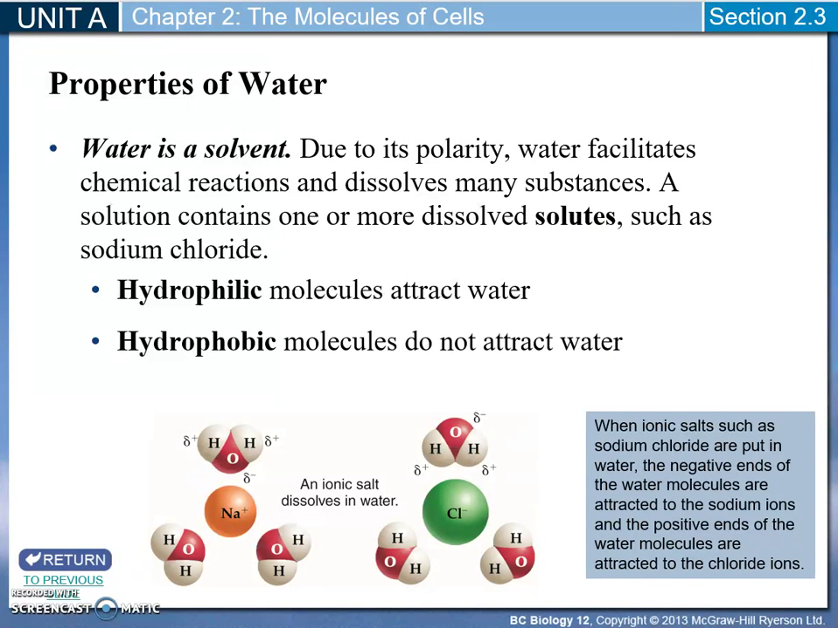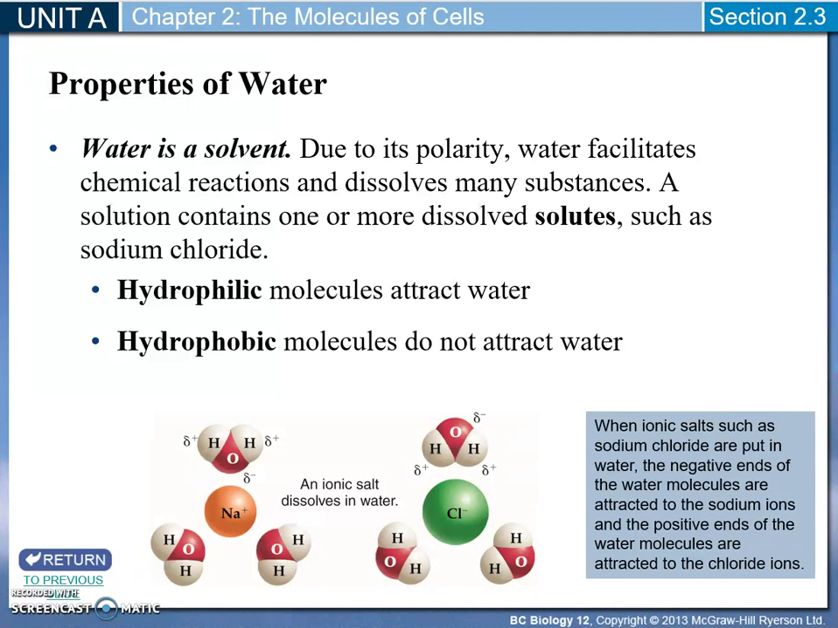Water is a solvent, and that is largely due to its polarity. It facilitates chemical reactions and dissolves many substances. A solution contains 1 or more dissolved solutes, such as sodium chloride. So when you're referring to a solution, that means that you have 1 or more dissolved solutes.